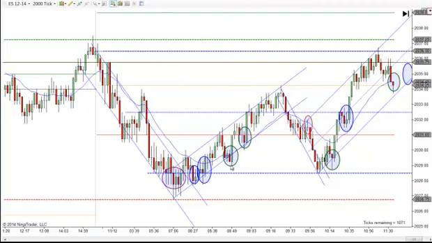Now that you've had your break and a couple legs up to a new high, you just kind of got to sit. Even though it's going higher, you just got to be patient and wait.